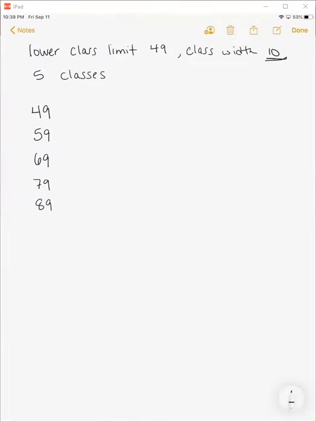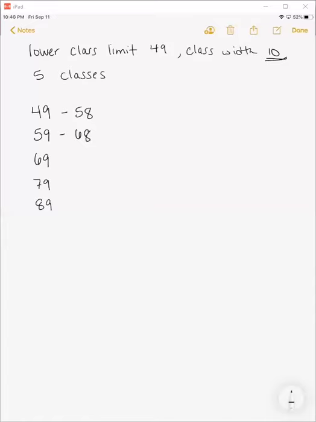One of the things with class limits is that there should never be any overlapping. So if we're trying to figure out my upper class limit, we know that the second class limit is 59. Since there's no overlap, the first class should end with 58. So once I find the upper class limit of the first class, I can take the class width and start adding 10 to it.